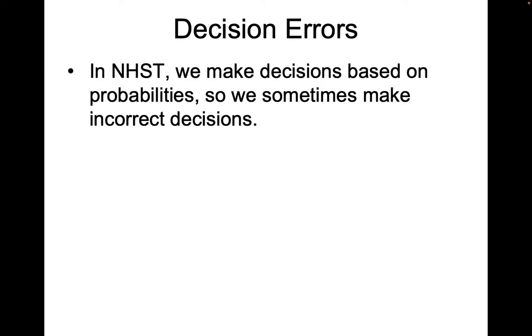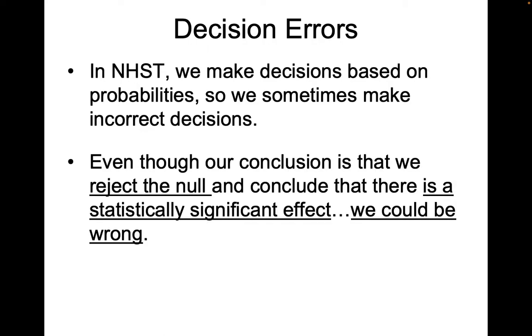Again though, that's our setup, and we want to return to the idea that in null hypothesis significance testing, we make decisions based on probabilities. So we sometimes make incorrect decisions. Even though our conclusion is that we reject the null, and we conclude that there is a statistically significant effect of our class, we have to tell ourselves we could be wrong.